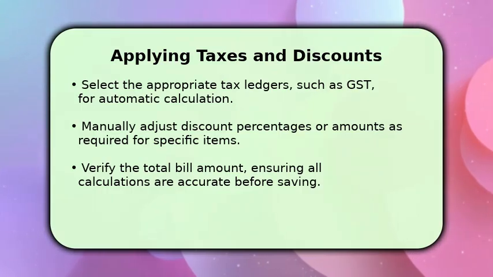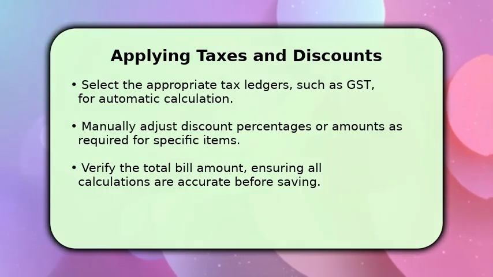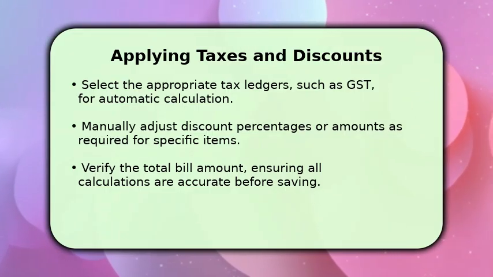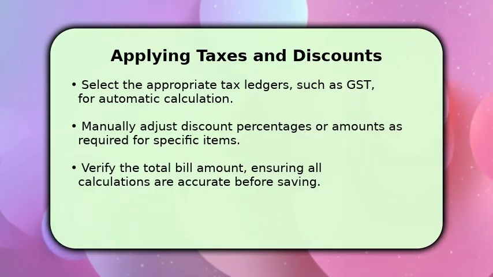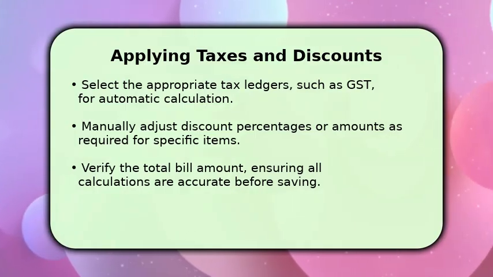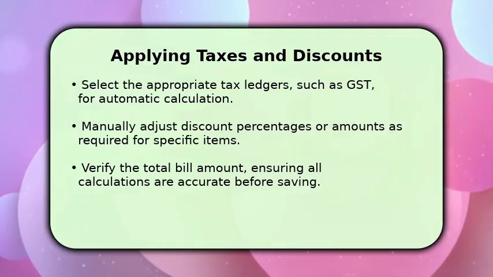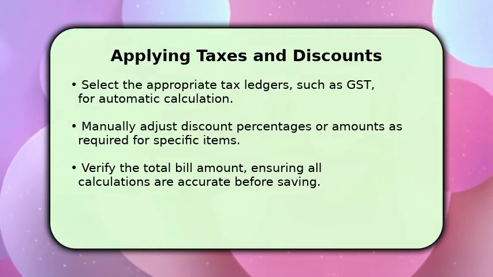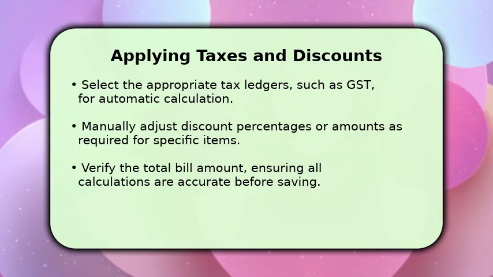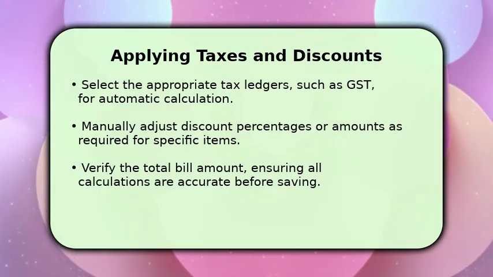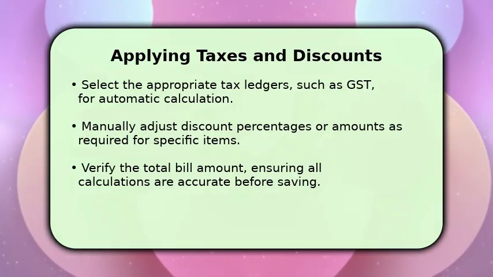Tally allows you to select relevant tax ledgers, like GST, which will automatically calculate the tax amount based on your item rates. You can also easily apply discounts, either as a percentage or a fixed amount, to individual items or the entire bill. Always take a moment to review the total bill amount to confirm all calculations are correct. This ensures compliance and accurate financial reporting.